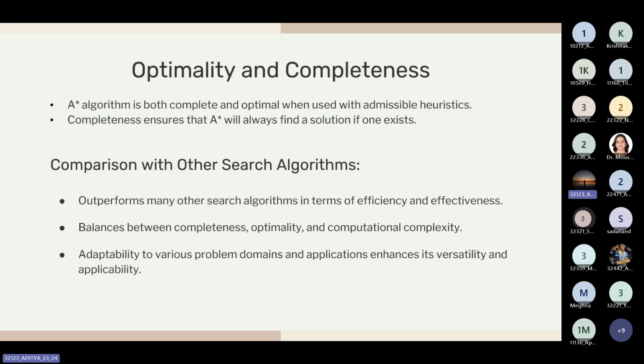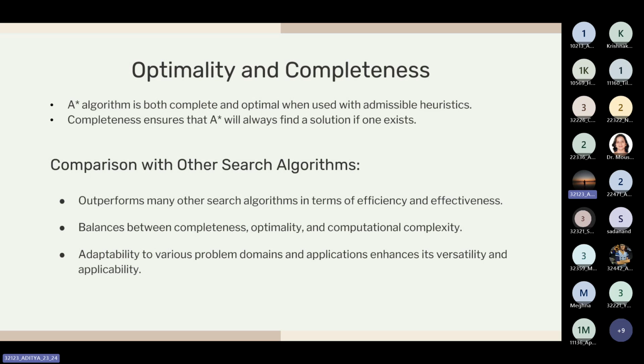Let's look at the optimality and completeness of the A-star algorithm. The A-star algorithm is both complete and optimal. Now, what does this mean? A search algorithm, to be optimal, has to give you the best path to reach from point A to point B. What is an optimal path? Optimal path means to find the path with the lowest cost to reach from the start node to the end goal.